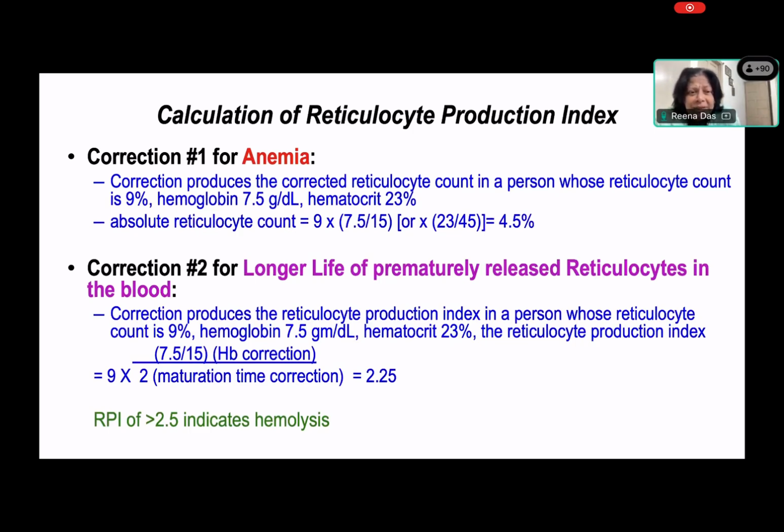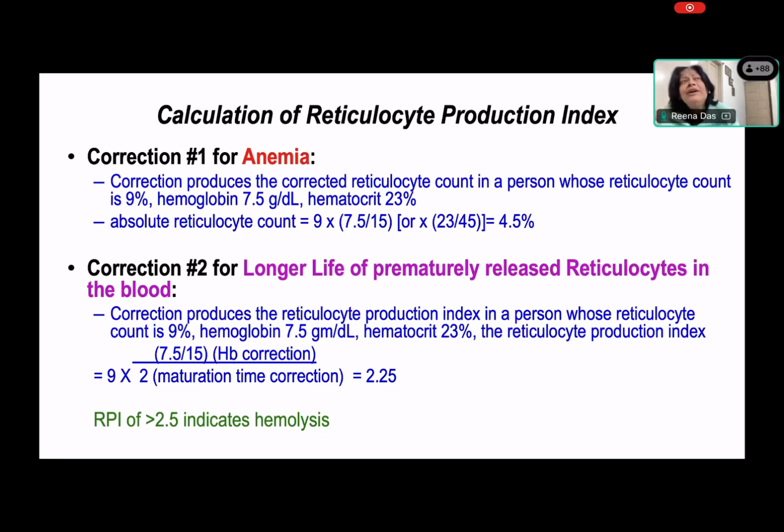So how we do it is that whatever reticulocyte count we get has to be multiplied by the hemoglobin that we've got, divided by the hemoglobin that is expected for the age at that particular time, right? With that, you have to correct it, because if a person is normal, the anemia should be corrected by the reticulocyte production index. And an RPI of more than 2.5 indicates hemolysis. So this is a simple method which is used for correcting, showing what the reticulocyte production index is.